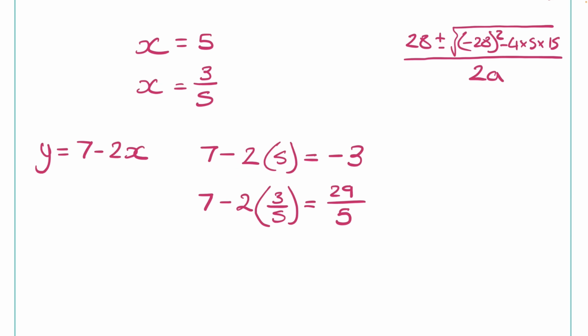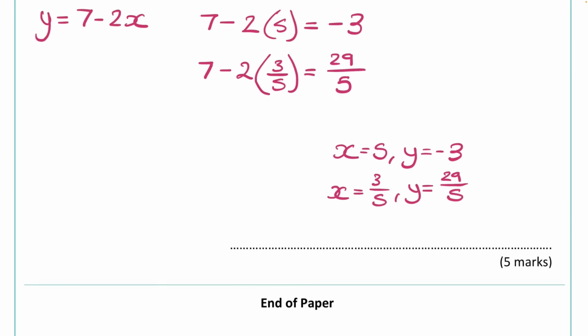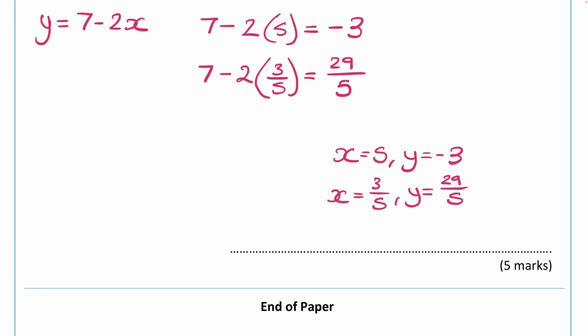So there we go, we get two solutions. We get when x is 5, y equals negative 3, and when x equals 3 over 5, y equals 29 over 5. And there we go, there's our solutions. We can just write them like that, or a nice long list there. But there we go, that was our final question, looking at a quadratic simultaneous equation, and that was the end of this particular paper. And obviously remember, just like I said at the start, that was just a collection of topics, just a practice paper of unseen topics that may or may not appear in your exam.